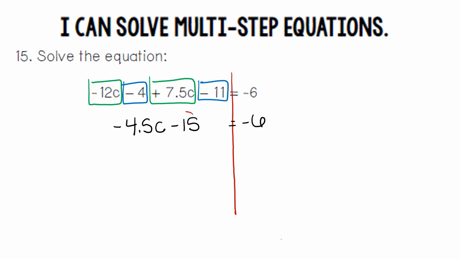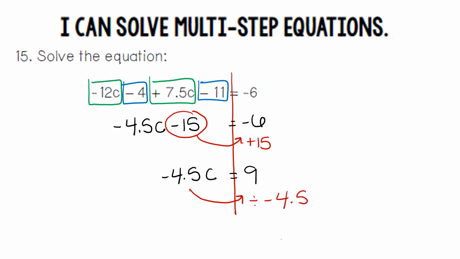When it comes to solving the equation, we start with the -15 and we do the opposite. We do a +15. -6 plus 15 gives us an answer of +9. The -4.5c stays the same because we did not use that part of the problem yet. Our last step is to divide. The 4.5 and the c written side by side means multiply. So we do the opposite, we divide. We can divide the 9 by the -4.5 to get an answer of -2.